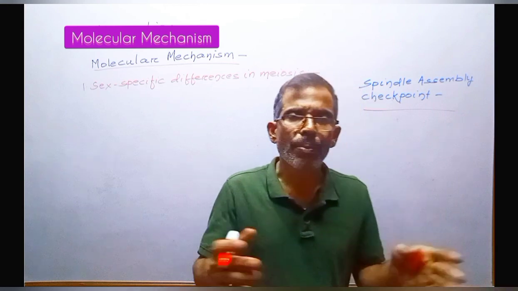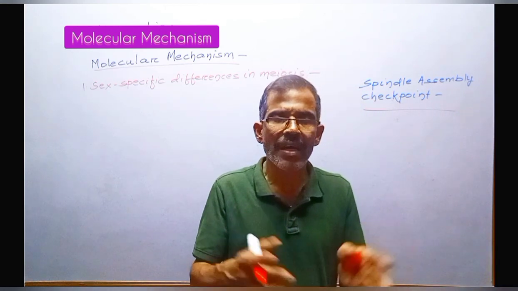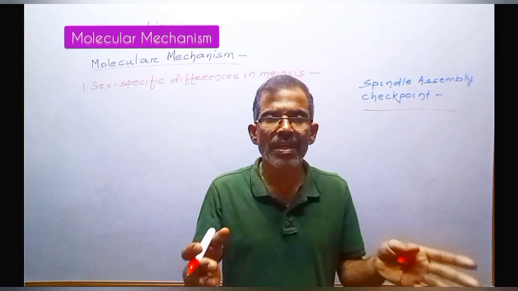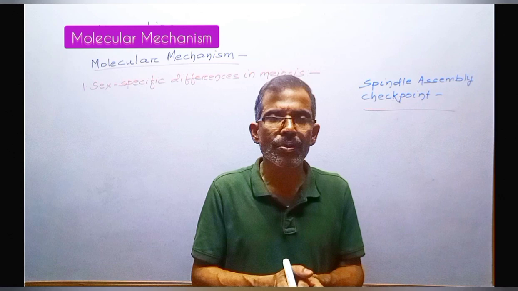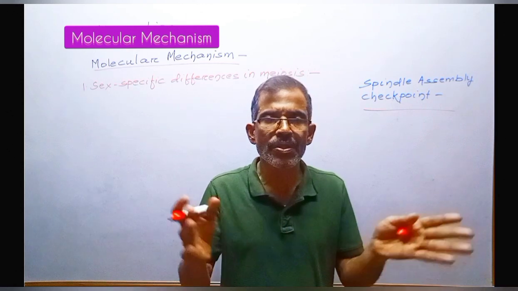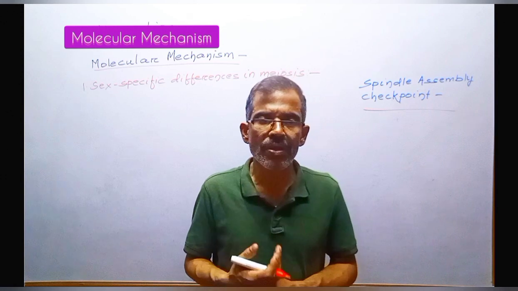Another important point is that the age-related loss of cohesin ties that hold sister chromatids together is one of the contributors to the occurrence of non-disjunction. So friends, this is all about non-disjunction.